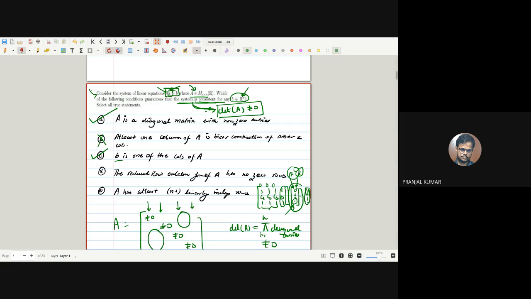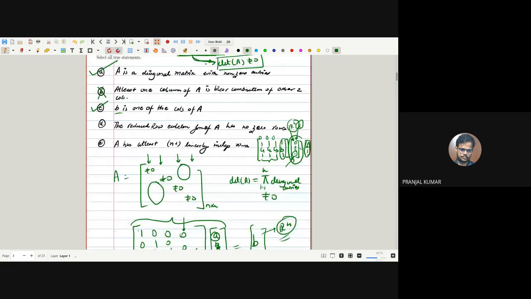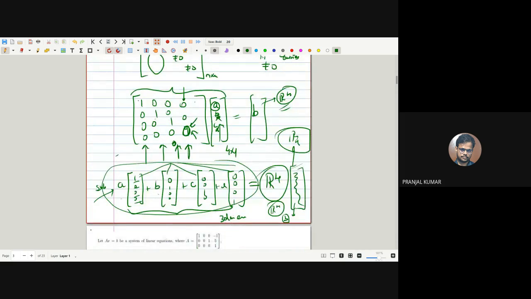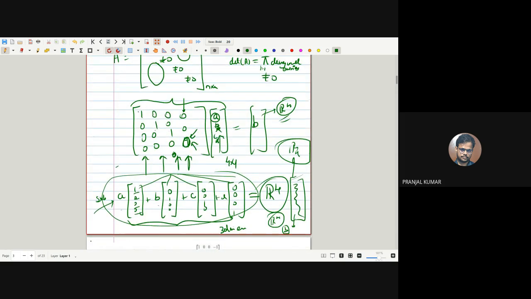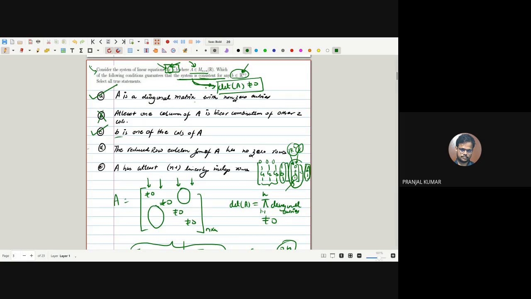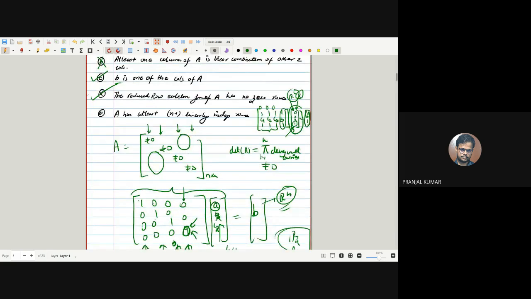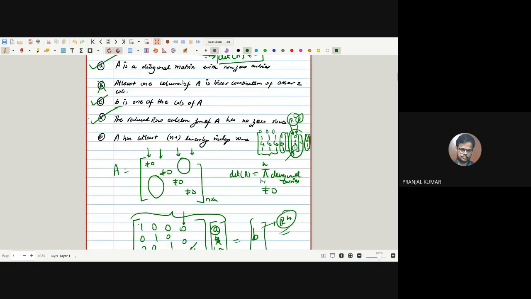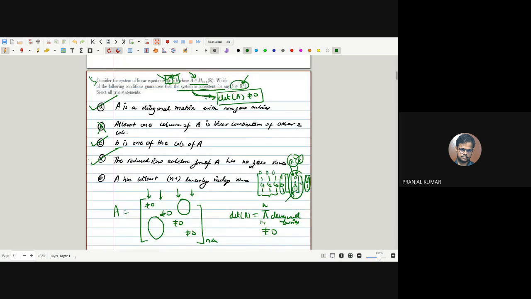Okay. So now the fourth option. The reduced row echelon form of A has no 0 rows. Clear? It would have all the pivots, so no row will be all 0. So this option is also correct. A has at least n minus 1 linearly independent rows. This means that at least one row is linearly dependent. So in that case also the determinant will become 0. So that is not in accordance with this information. So this is wrong. Clear?